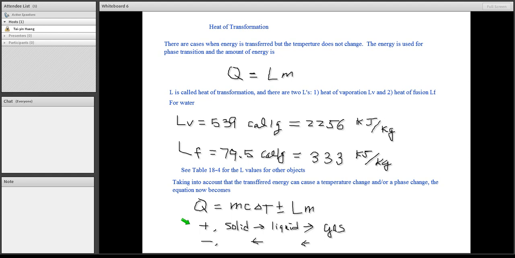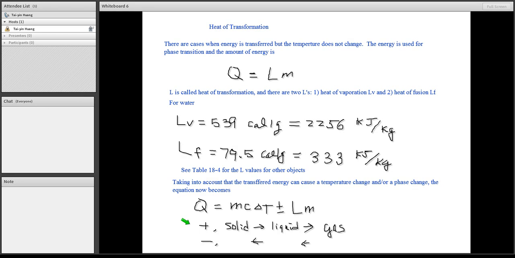We use plus when you have a phase transition going in this direction, from solid to liquid, from liquid to gas. If the direction is from solid all the way to gas, you use plus, because the object needs to absorb heat in order for the phase transition to happen. If, however, the phase transition goes from gas to liquid to solid, then you use a minus, because the object has to release heat for it to go through that transition. These are the basic principles to determine when to use plus and when to use minus.